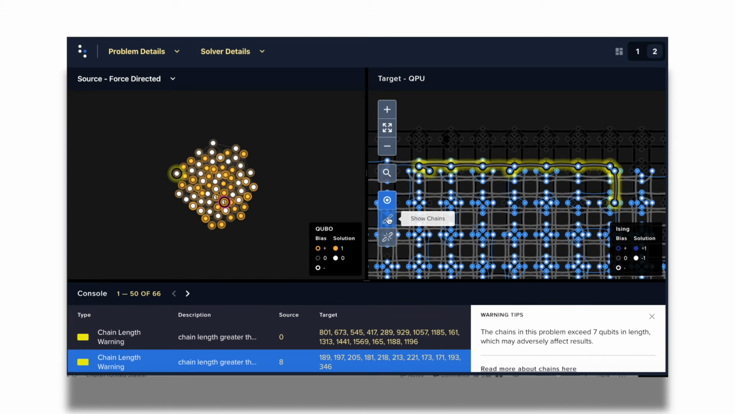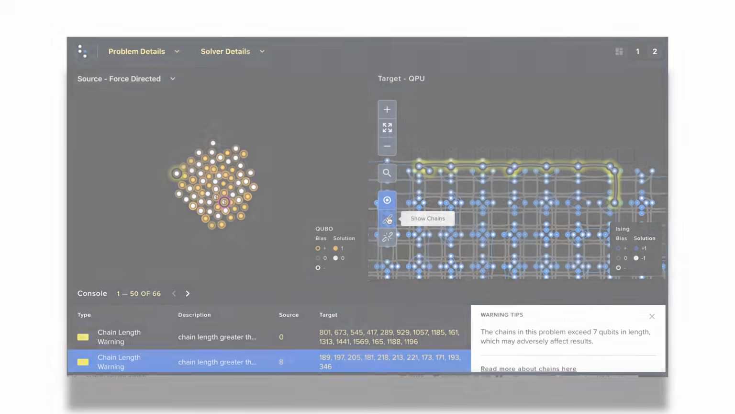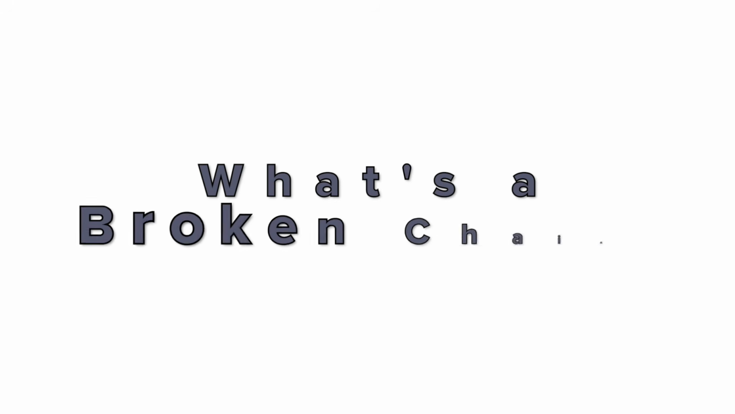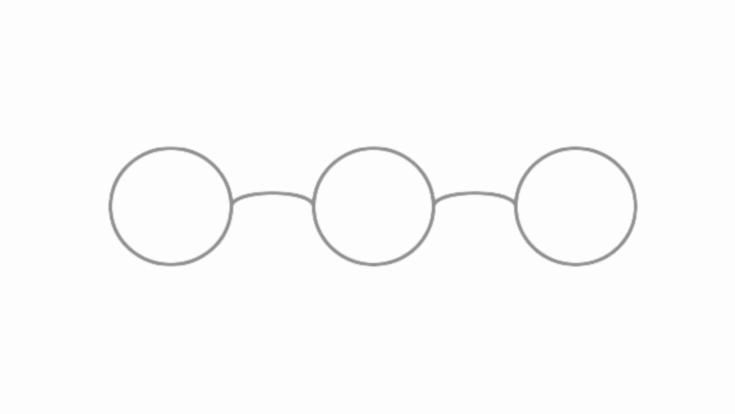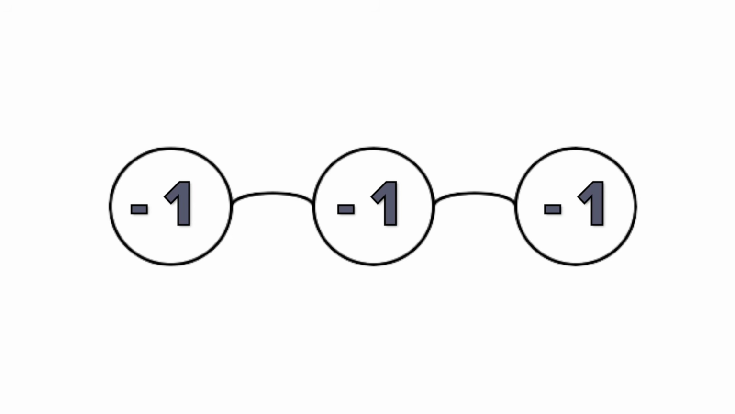Broken chains can decrease the quality of solutions. By tuning the chain strength parameter, we can improve our answers. Here we see a chain of 3 qubits linked together. Ideally, when the system returns a sample, all of the qubits have the same value. In this case, all of the qubits have value -1, so the software will assign the variable the value -1.